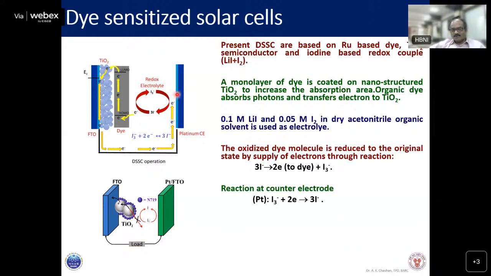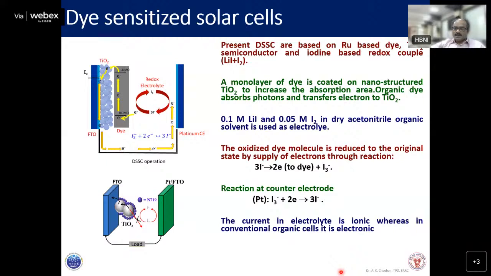And at the counter electrode, at the platinum, the I3 minus takes 2 electrons and again gets converted into 3I minus. So 3I minus gives 2 electrons to the dye and becomes I3 minus. That I3 minus again takes electrons from the platinum counter electrode and becomes 3I minus. So the electrolyte remains 3I minus. However, in the process, it has transported the electrons. The current in the electrolyte is ionic, whereas in a conventional organic solar cell it is electronic.